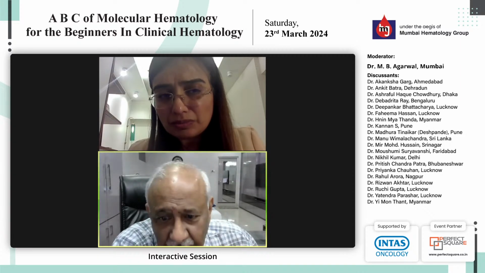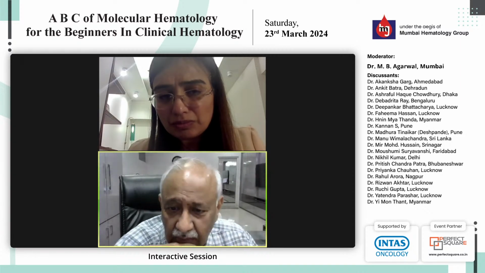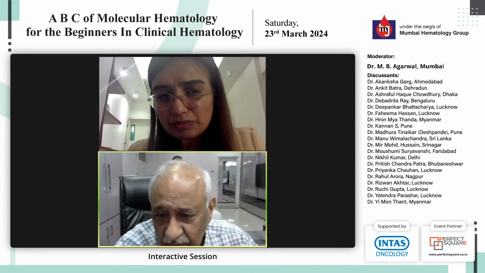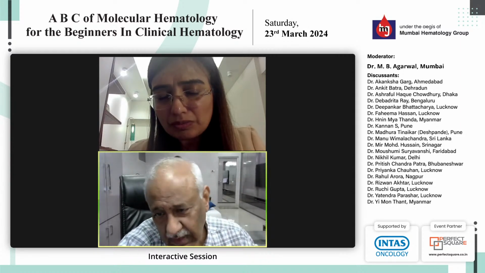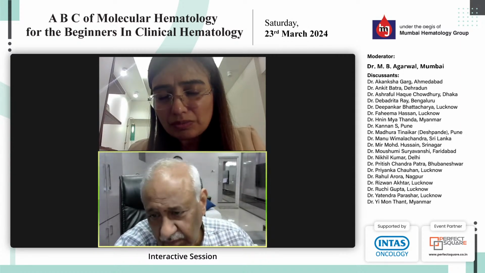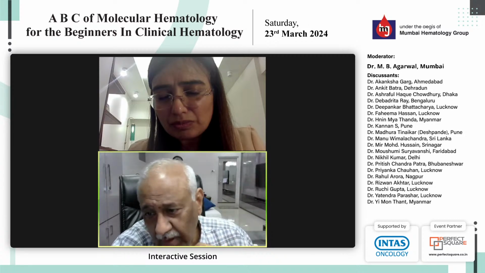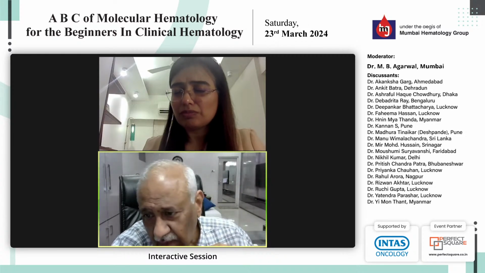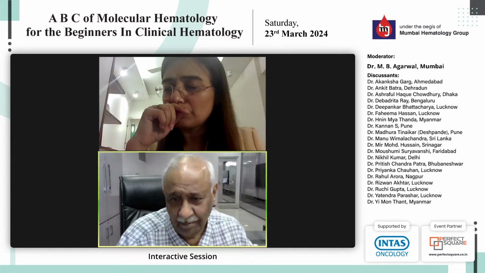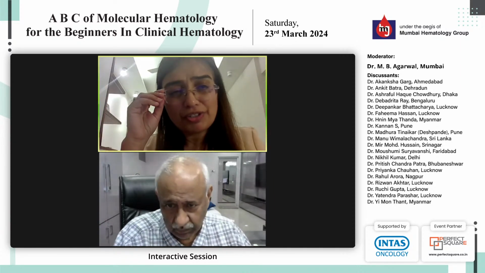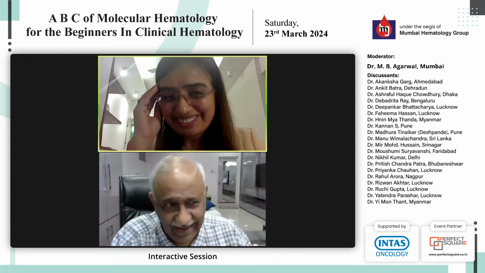The other question is from Myanmar. Dr. Senvin wants to know, there's a patient of hepatitis C virus related cirrhosis of liver. Bone marrow shows myelodysplastic syndrome. Do you need molecular studies or NGS panel for such patients? I think they should first check the vitamin B12 levels.